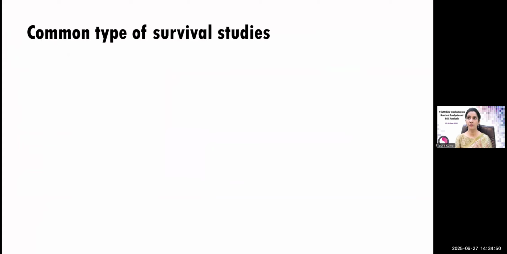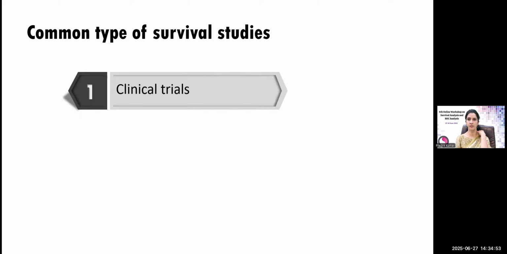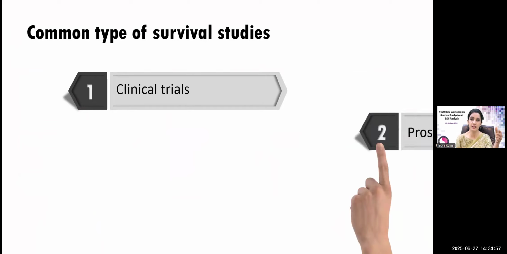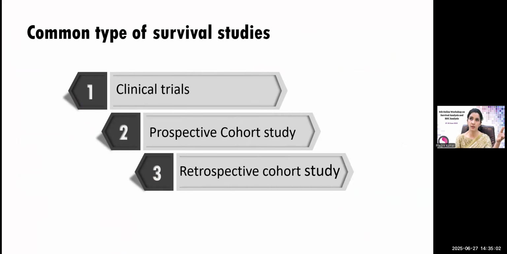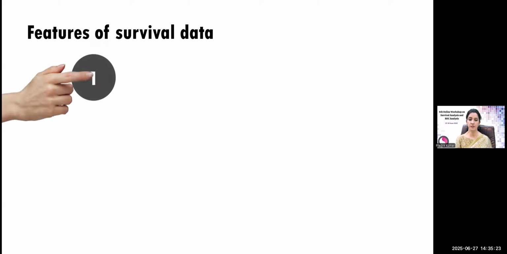So now there are a few common types of survival studies. Generally we do survival studies in clinical trials or randomized controlled trials. You can do it in a prospective cohort study, or in a retrospective cohort. Like Tanya was saying that she is following up all the women who developed gestational diabetes mellitus to the onset of diabetes mellitus. So these are the three types of research design where we use time to event data or survival analysis. So what are the features of the survival data?